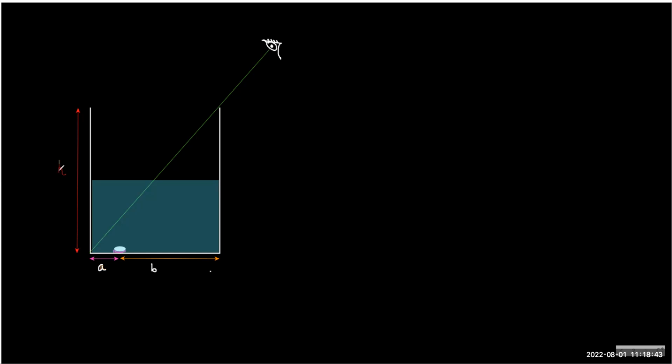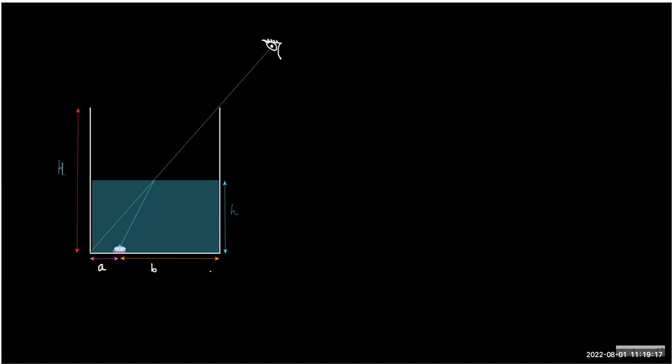And let me make it, this is capital H. So the question is, what should be the H value such that the coin becomes visible? So you can imagine this way, like if the light ray will come this way along the green line, so because of refraction, it will go like this. Correct? Yes, sir, it will go like that.